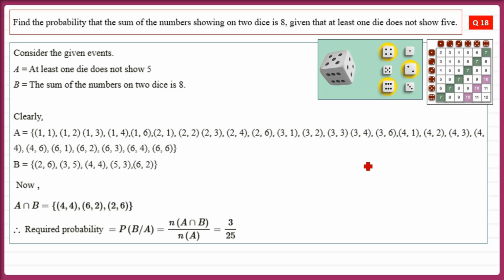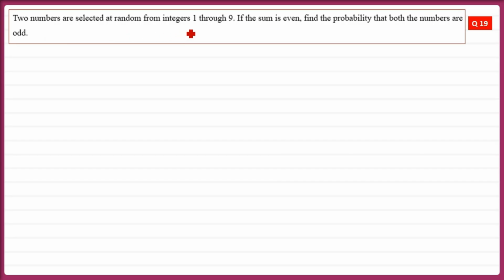This is how you have to write it also in view of your examination. Two numbers are selected at random from integers 1 through 9. If the sum is even, find the probability that both the numbers are odd. Now this is a tricky question. First, let me write this 1 through 9. So this is 1, 2, 3, 4, 5, 6, 7, 8 and 9.